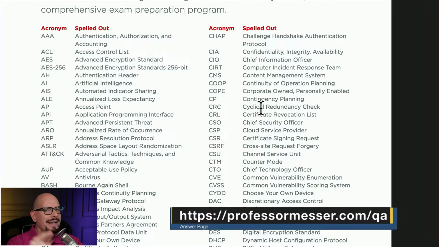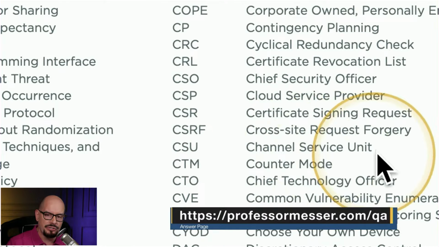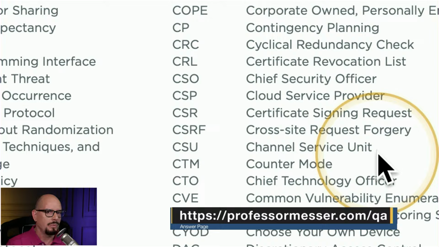In fact, you might not even know what the words are associated with the acronym. It may be much more important that you understand when you would use that. For example, there is an acronym here, CSU. It stands for Channel Service Unit. Well, what is that? That acronym doesn't even tell you what it is.